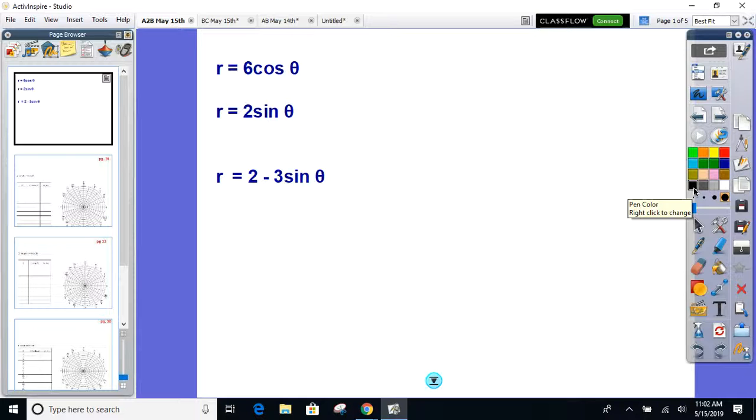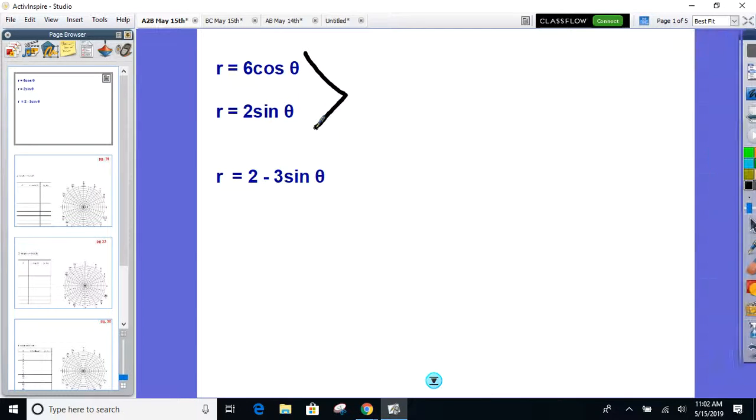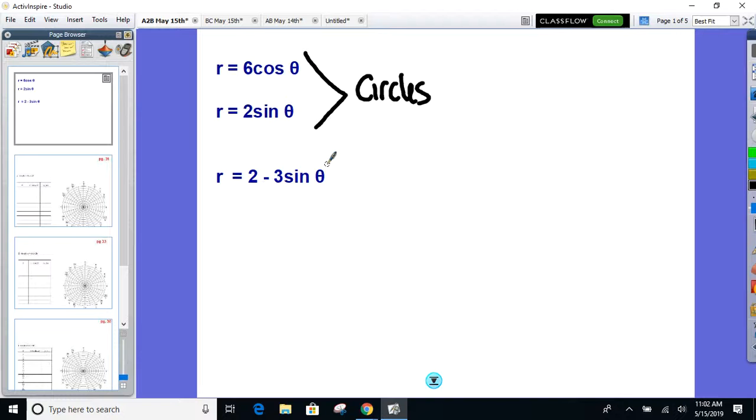First off, you have to start figuring out what these are going to look like before you even graph them. There's two types we've done so far, only two. The first two look like this, when it's just a number out in front with the cosine or the sine. Those were the first graphs I had you do. Anybody remember what they formed? Just circles. And if it had a cosine in it, anybody remember where the circle ended up? On the X. And if it had a sine, the circle ended up on the Y.